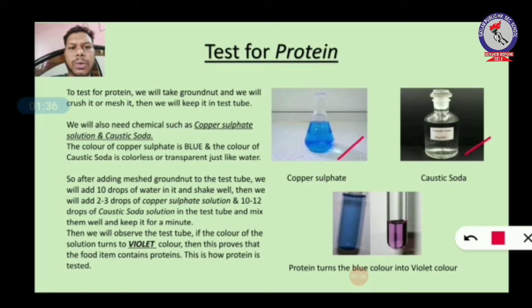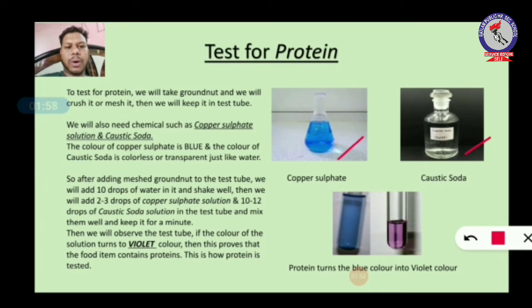For doing the test, we will add the mashed groundnut into the test tube. Then we will add 10 drops of water and shake it well. Then we will add 2-3 drops of copper sulfate solution and 10 drops of caustic soda solution in the test tube. Then we will mix them well and keep it aside for some time.